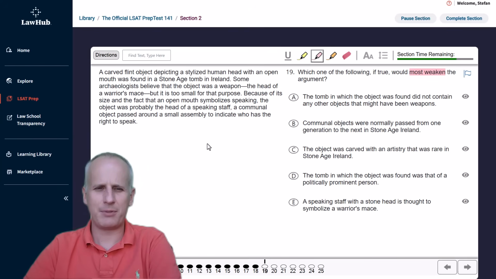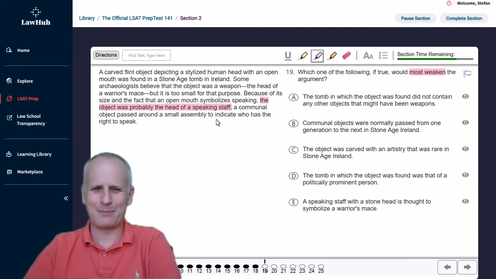So, reading from the top of the paragraph, a carved flint object depicting a stylized human head with an open mouth was found in a Stone Age tomb in Ireland. Some archaeologists believe that the object was a weapon, the head of a warrior's mace, but it is too small for that purpose. Because of its size and the fact that an open mouth symbolizes speaking, the object was probably the head of a speaking staff, a communal object passed around by a small assembly to indicate who has the right to speak. So the conclusion should be indicated rather apparently by that qualifier of probably.